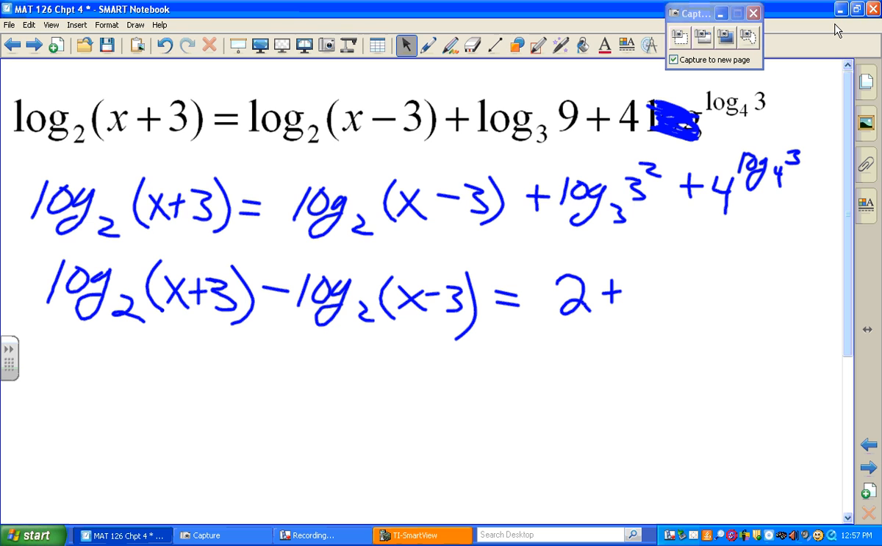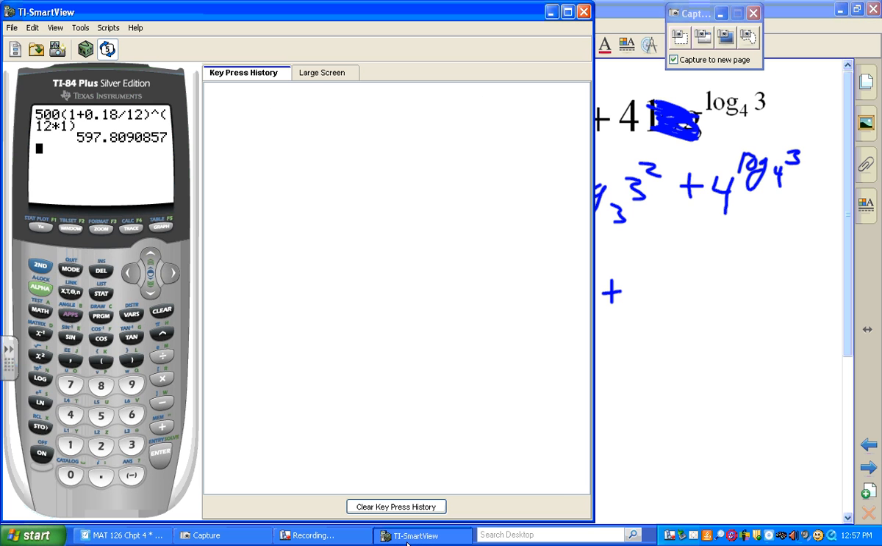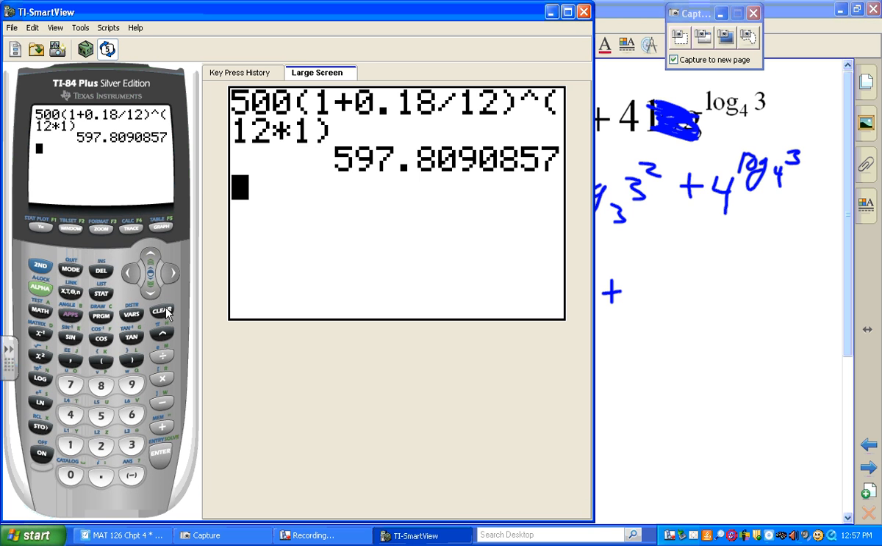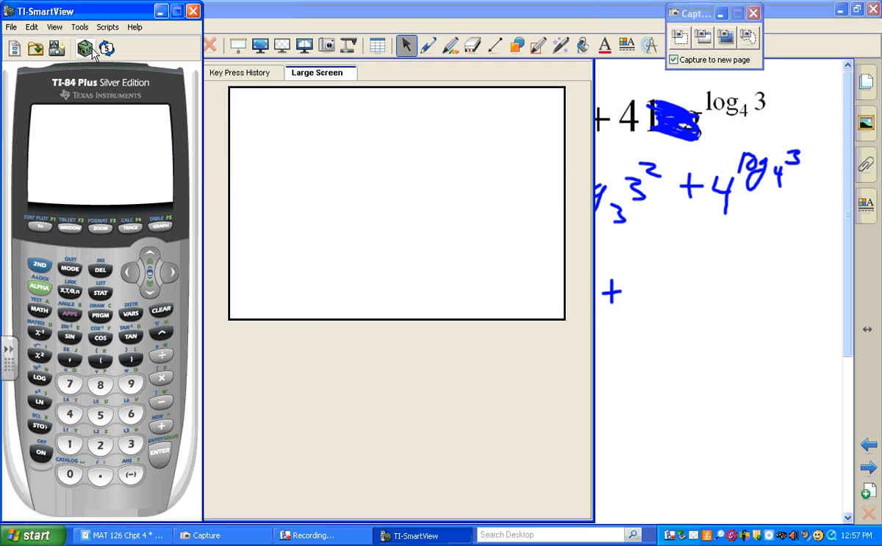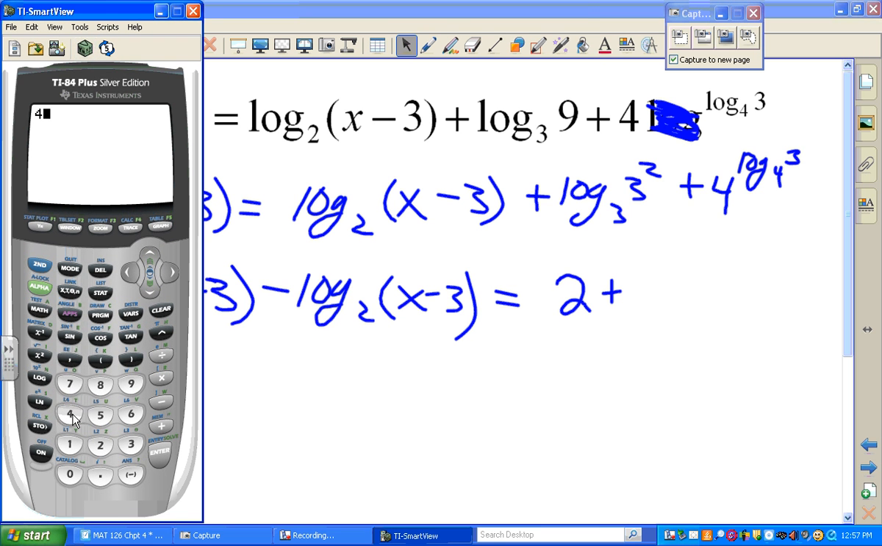Oh, the calculator. I'm just going to go to the home screen and calculate it. Clear, view. 4 caret, parentheses. How do you type out log base 4 of 3 again? Oh, you're just doing that. Yeah, log of 3 over log of 4. There, it does equal 3.